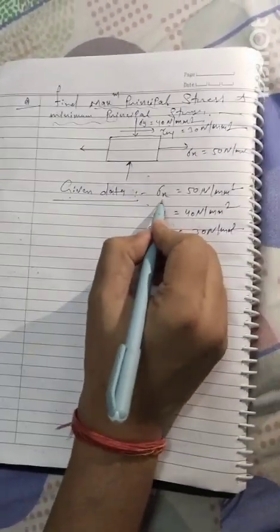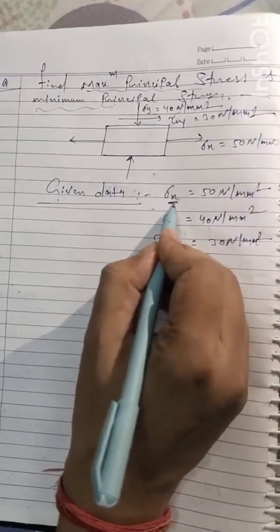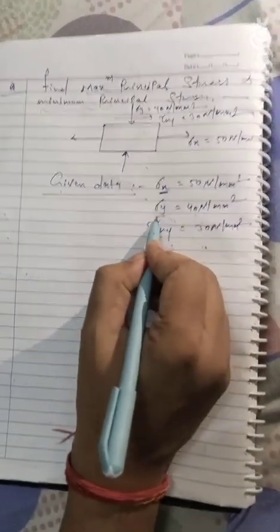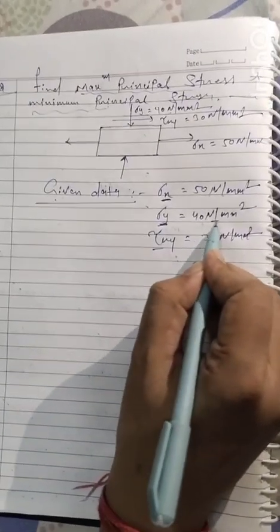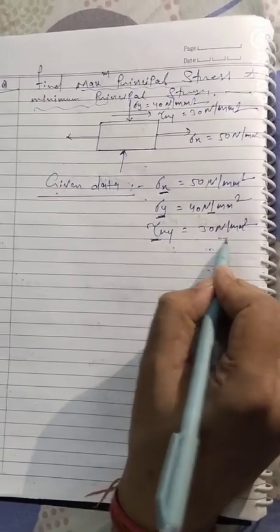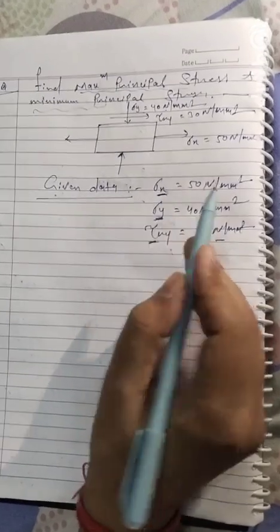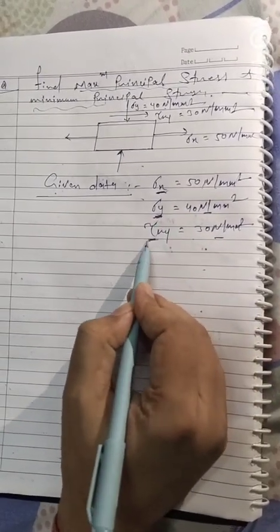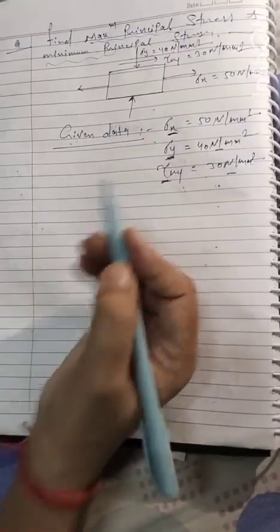Here the data is given: sigma x, sigma y and tau. Sigma x means tensile stress, sigma y means compressive stress, and tau means shear stress. So the tensile stress, compressive stress and shear stress are given to you, and now you have to find out the maximum principal stress and minimum principal stress.